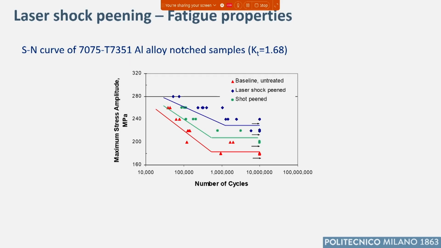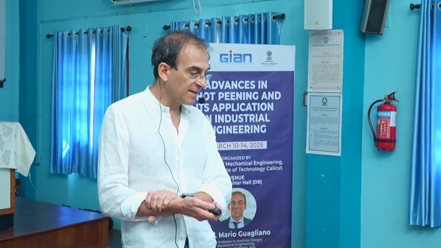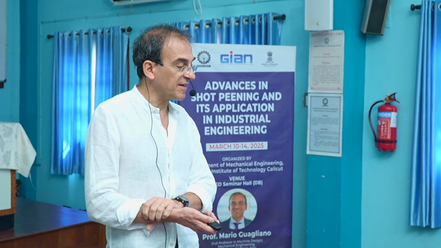And here is something about the fatigue strength of the part after laser shot peening. The untreated part is the red line, so it's the lowest SN curve, with a fatigue limit around 170 megapascal. The green line refers to shot peening, and this is effective, of course, more than 200 megapascal. And if we consider laser shot peening, the effect is even larger because we go to 230 megapascal. So in this case, we have 20 megapascal as a difference.